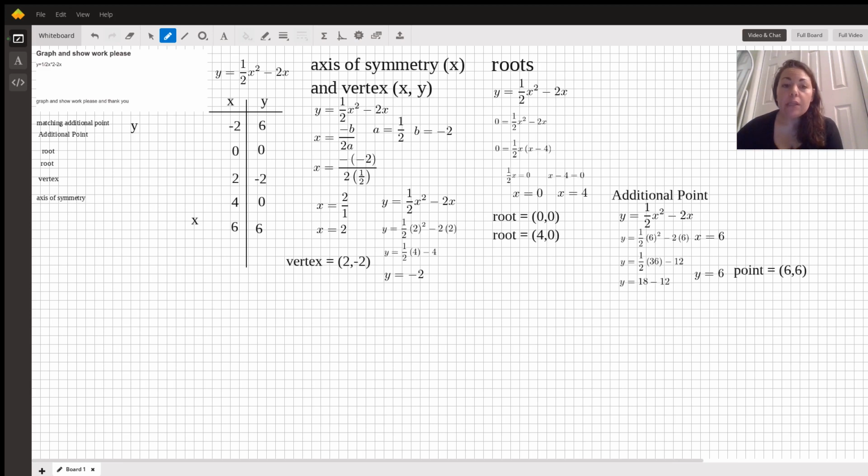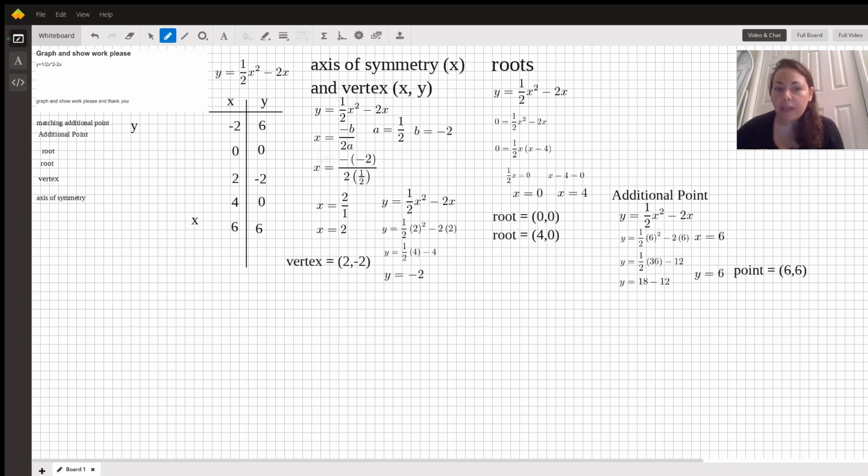Very key points about any parabola are the axis of symmetry, which is the x value of your vertex. We're going to find that first. We also need to find the roots, which are your x-intercepts. And then we're going to find the additional point. I'm going to show you how to get that. I'm going to put it all together and graph it as we go. So first, finding the axis of symmetry.